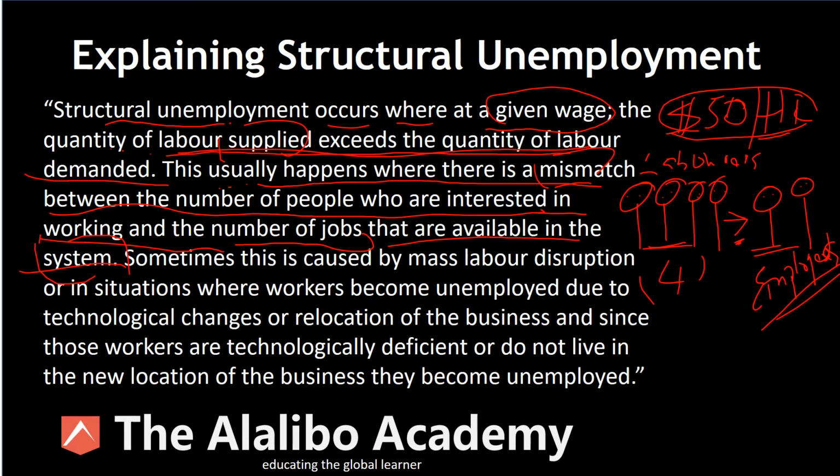All right, so it says here, sometimes this is caused by mass labor disruption. And we saw during the pandemic, mass labor disruption where employers just couldn't meet their wages of their workers. Resources were very thin. Most of them had to close shop and so forth. And a lot of people were out on the streets looking for work, essentially. The government had to step in with some support, right? This is a perfect example of structural unemployment.